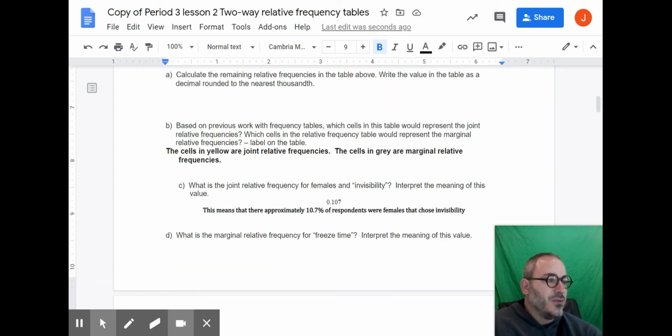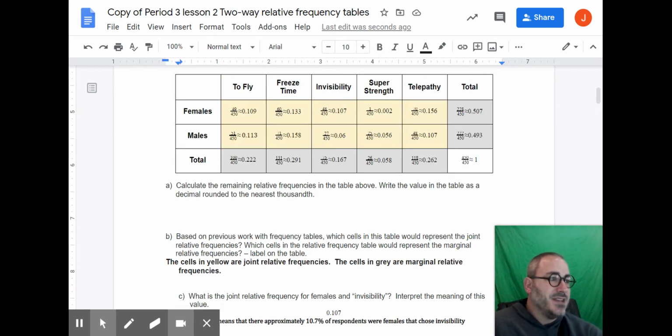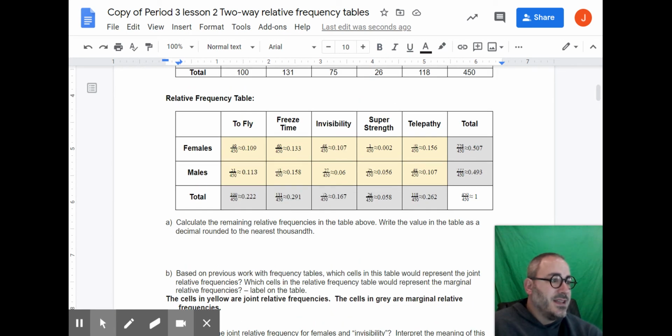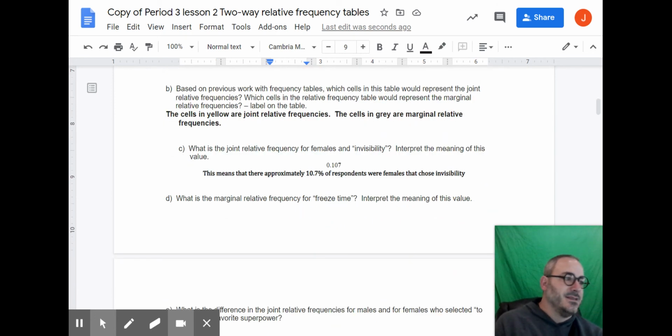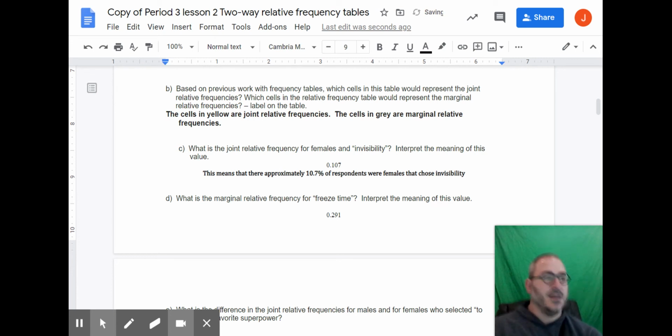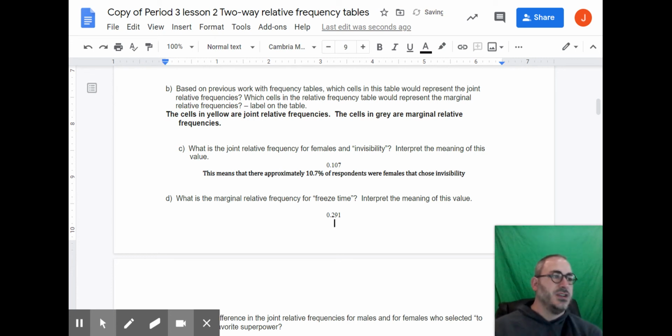What is the marginal relative frequency for freeze time? Okay, the marginal relative frequency for freeze time. Well, let me go back up to my table. I see that it's 0.291. Okay, I'm just copying that. Putting this over here. I'm pasting. So go on the next page.